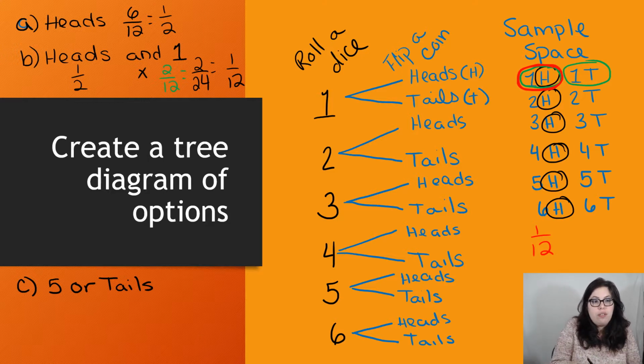repeat myself, okay? So I'm going to cross out everything that has a 5 in it. There's just 2, right? There are 2 options in my sample space that have a 5. So it's 2/12. OR means to add.